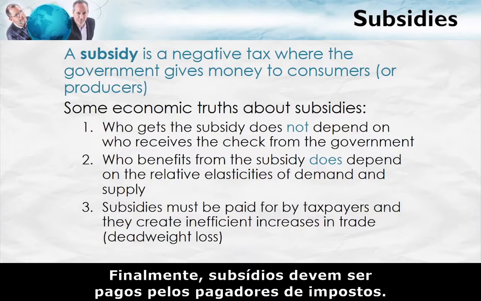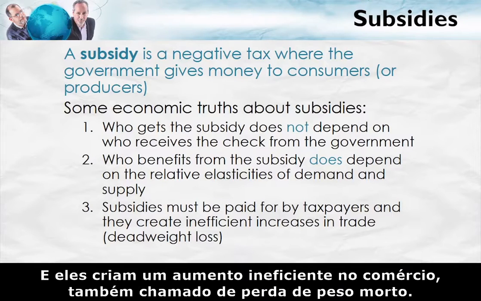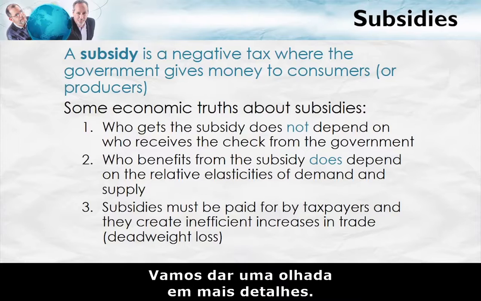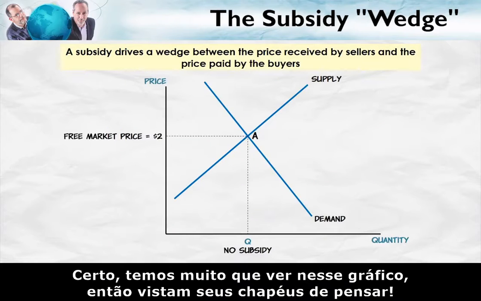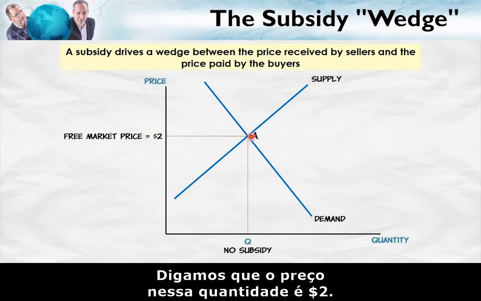Finally, subsidies must be paid for by taxpayers, so instead of revenues, there's a cost to a subsidy. And they create an inefficient increase in trade, also called a deadweight loss. Let's take a look in more detail. Okay, we have a lot to cover in this diagram, so put on your thinking hats. We begin as usual at the free market equilibrium. Let's say that's at a price of $2 and this quantity.